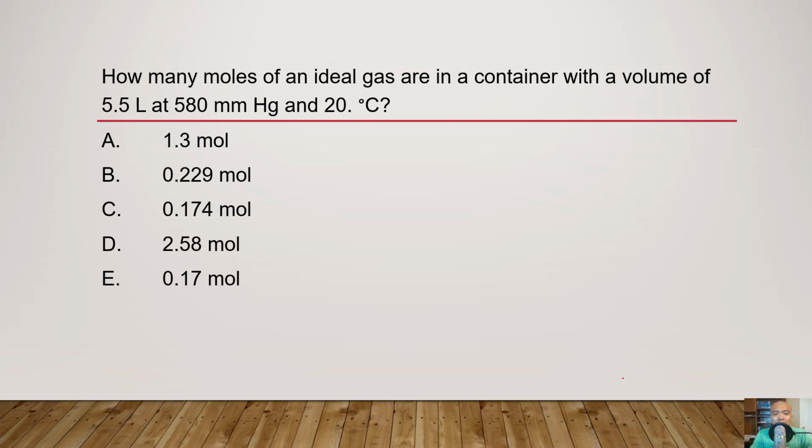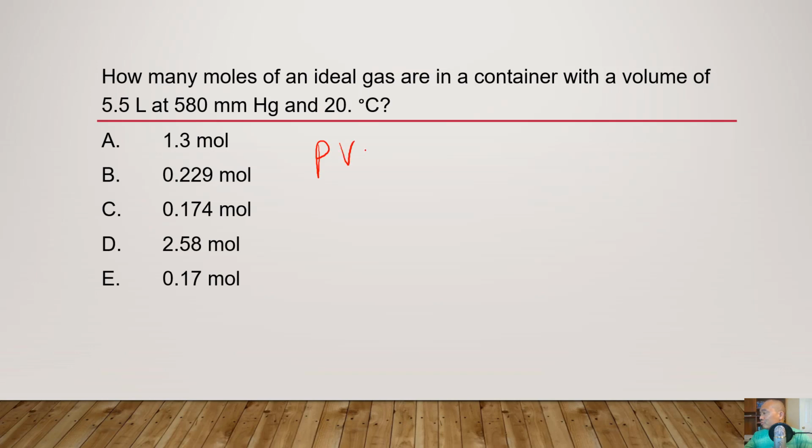How many moles of an ideal gas are in the container with the volume of 5.2 liter at 580 millimeter mercury and at 20 degrees C? So let's look at this example. Apparently, there's no initial and final conditions. There's only one state. So we are going to use the ideal gas law.